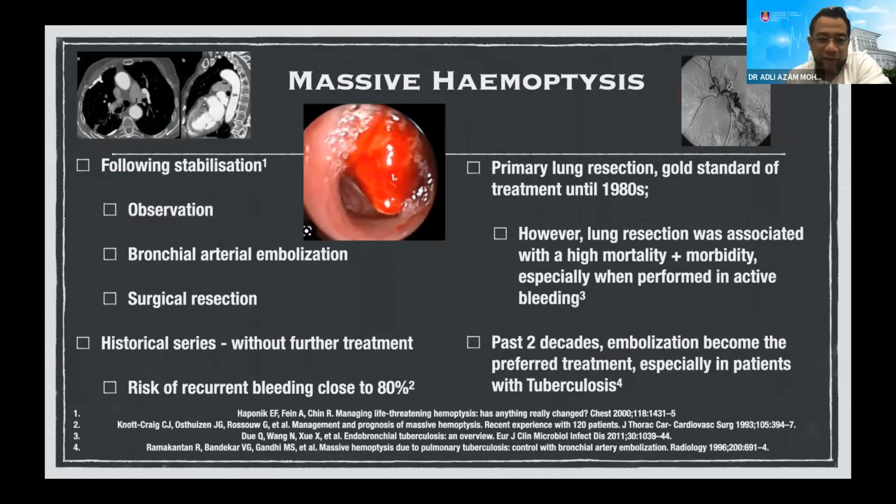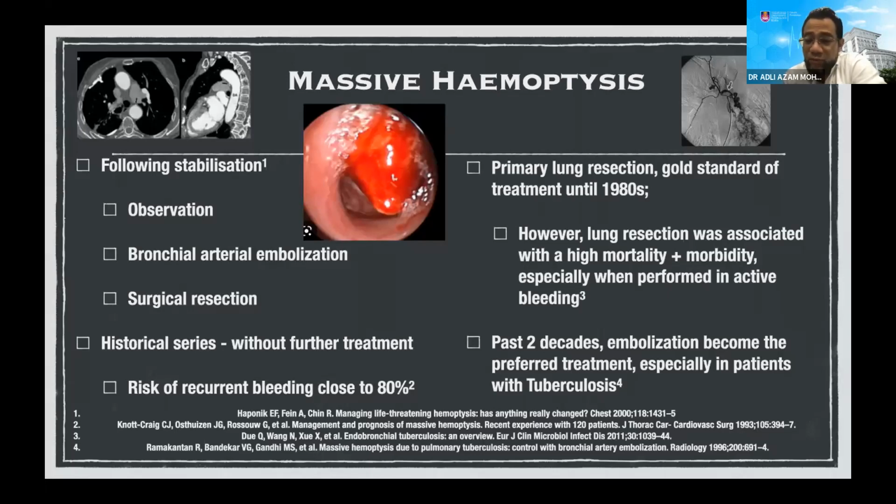If we look back in our history, without further treatment of this hemoptysis, the risk of recurrent bleeding is close to 80%. With primary lung resection, the gold standard of treatment was going up in the 1980s. However, lung resection was associated with high mortality and high morbidity, especially when performed during active bleeding. You can imagine the patient bleeding, hemodynamically unstable, and we go in with a so-called major operation. That's why this contributed to the rate of mortality and morbidity during that time.